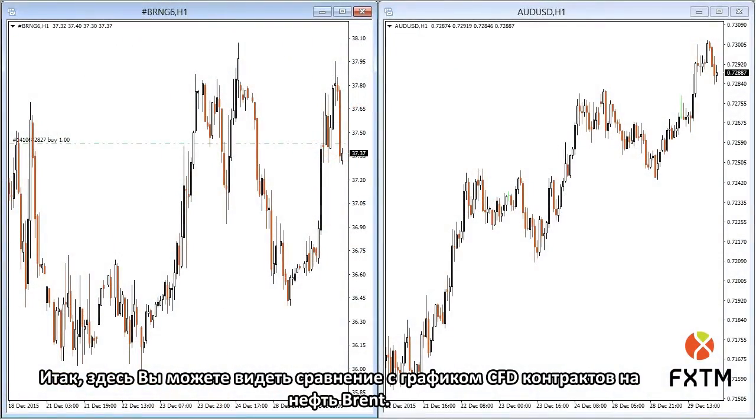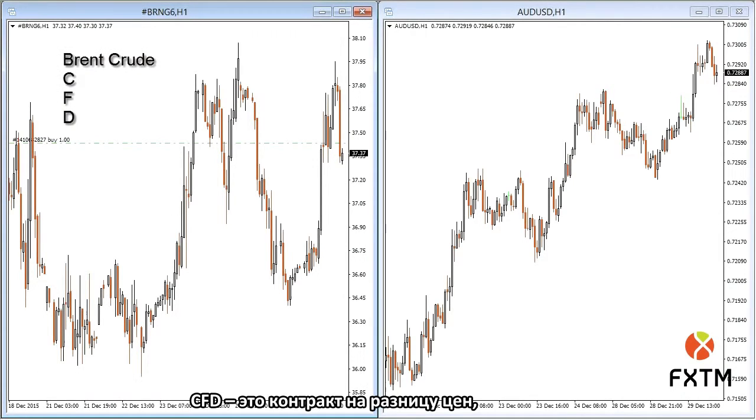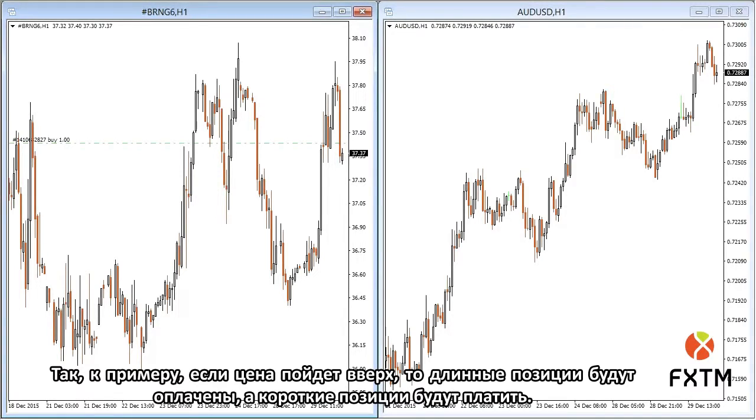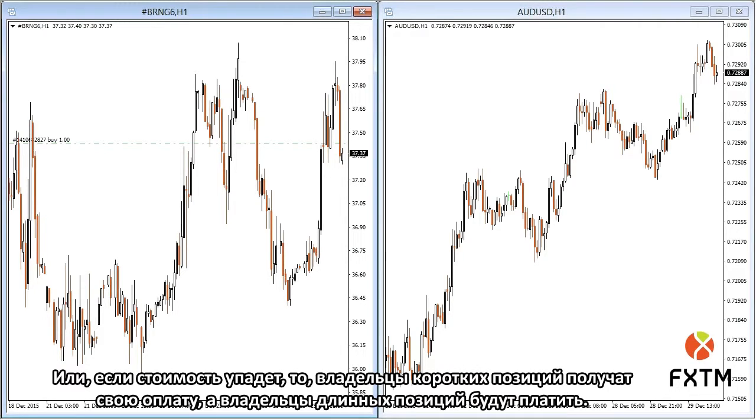So here you can see a comparison between the CFD for Brent crude oil. CFD stands for contract for difference. You could think about it as an agreement between the buyer and the seller to exchange the net value difference at the end of the trade. So for example, if the price has gone up, then the long side is going to get paid and the short side is going to do the paying. Or if the value has gone down, of course, then the short side is going to be paid and the long side is going to be doing the paying.